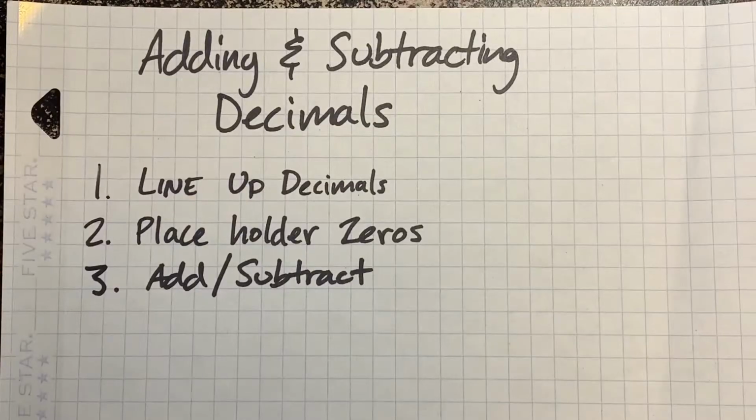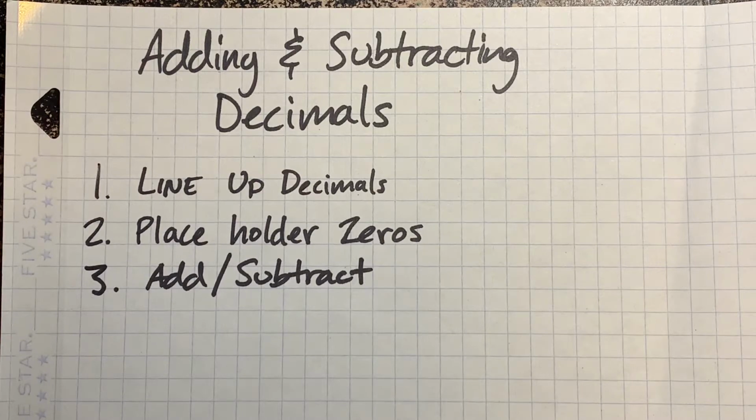All right, welcome students. So when we add and subtract decimals, I have 3 steps that I want you to follow. The first step is to line up your decimals. The second step is to add placeholders, which are zeros, just in case, if need be. And also just know that when you add placeholder zeros, it does not change the value of those numbers. And then the third step is to add or subtract.